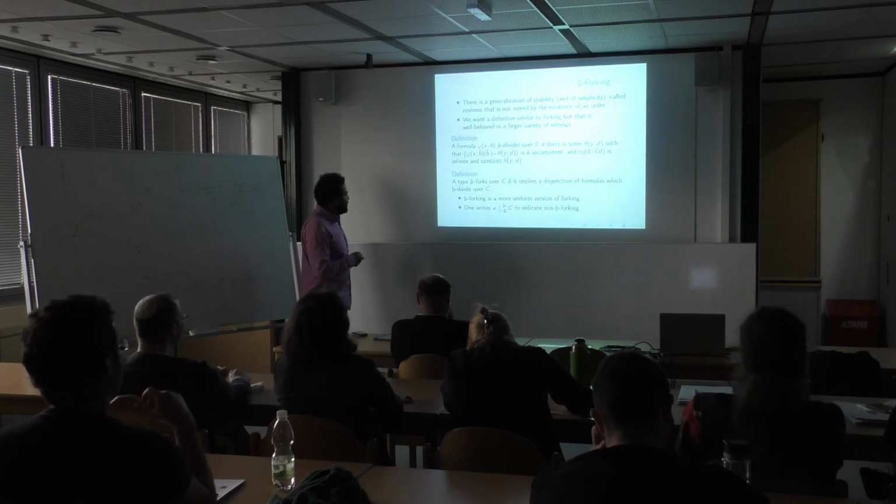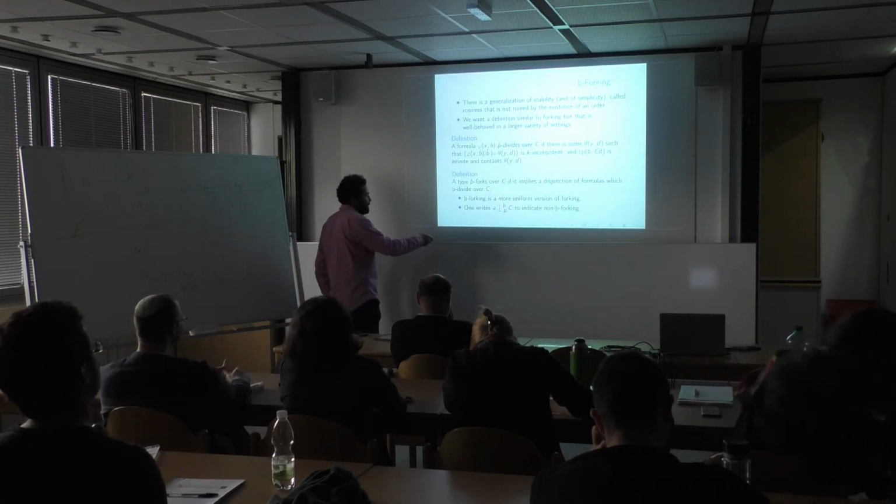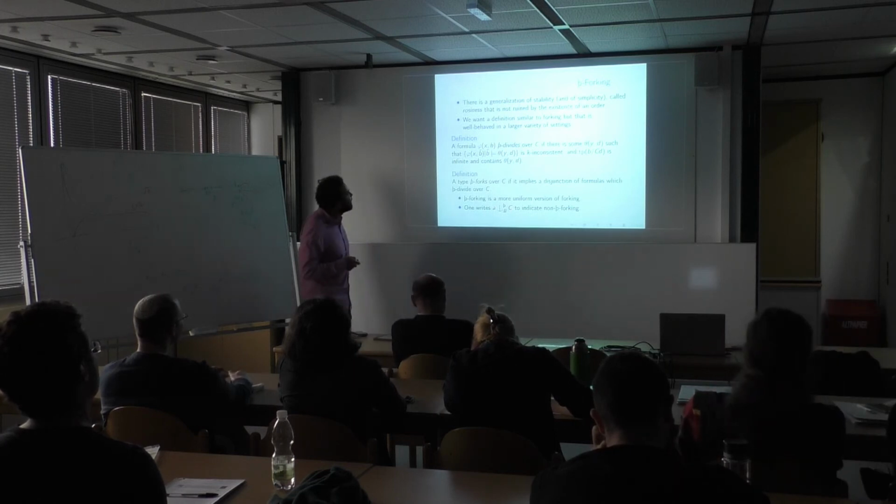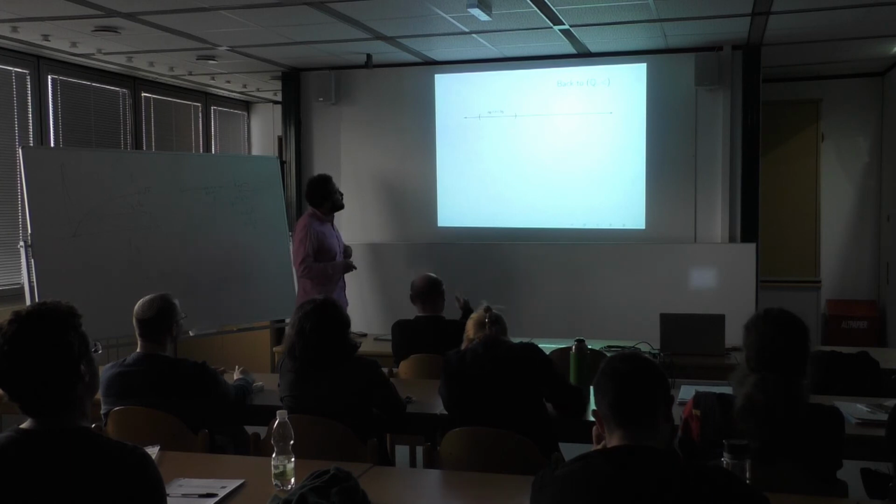A more uniform version: you write it in the same fashion. You say A is Thorn-independent from C over B to indicate non-Thorn-forking. And now to the picture, which hopefully answers your question. Let's see how it's not ruined by this.